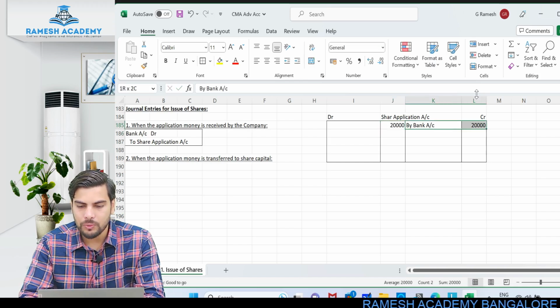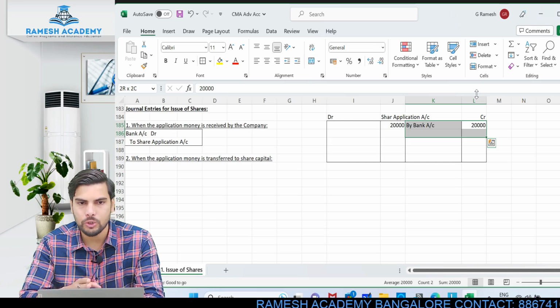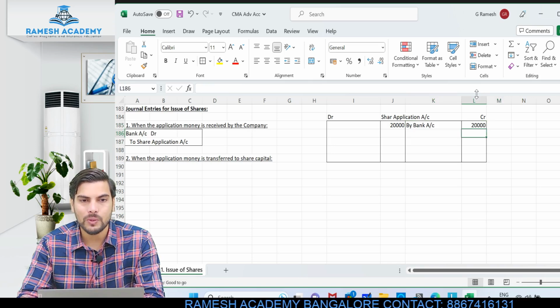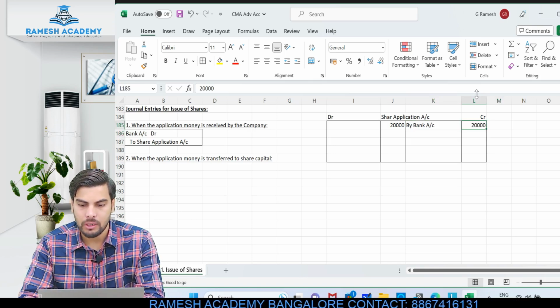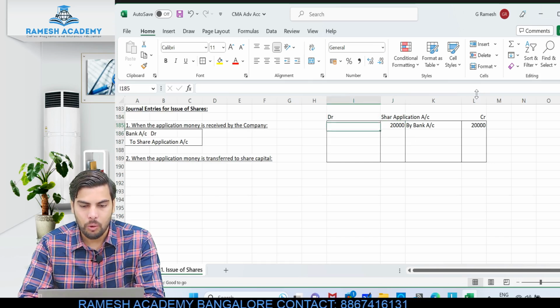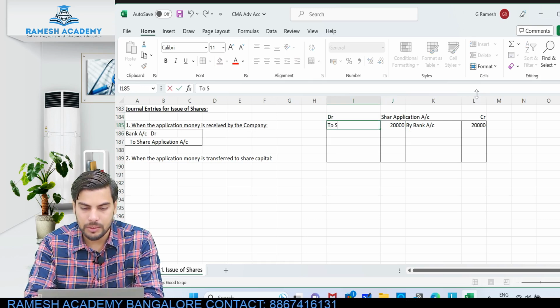I want to transfer this 20,000 rupees to some other ledger, so I need to eliminate this. If I want to eliminate something from a ledger, I'll always show it on the opposite side. If I show it on the same side, it would become as good as adding it to the value of the ledger. So what I do is, I write this 20,000 rupees on the debit side. Now where am I transferring this share application money? I'm transferring it to share capital.